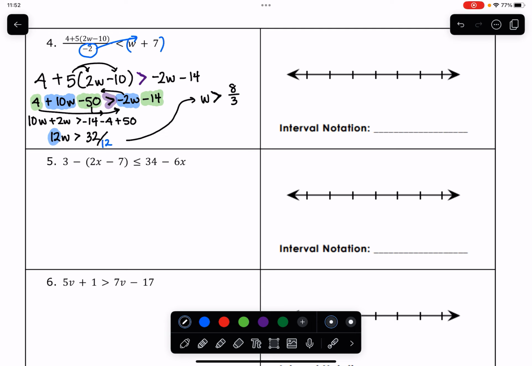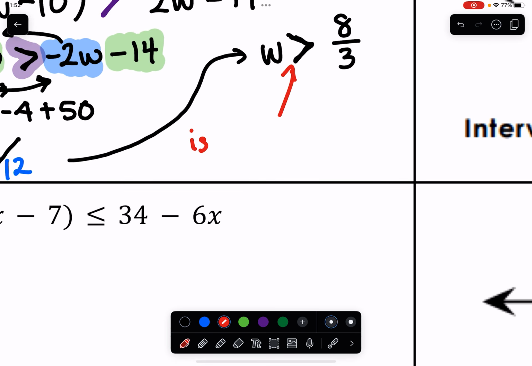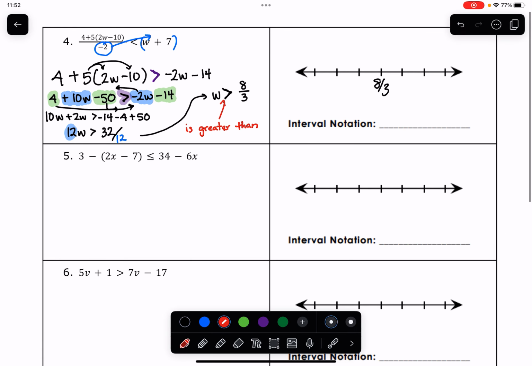So as a number line, we're going to put 8 over 3 here in the middle. Since we're drawing it ourselves, no equal sign. This symbol here is the is greater than symbol, not equal. So that means that the circle above the 8 over 3 is going to be an open circle and pointing towards the right, towards positive infinity. So our interval would be this.